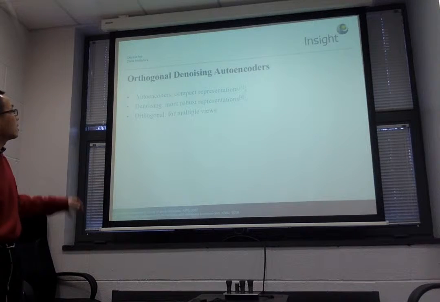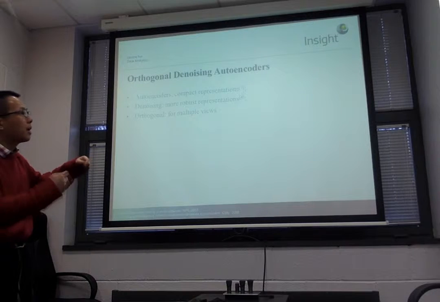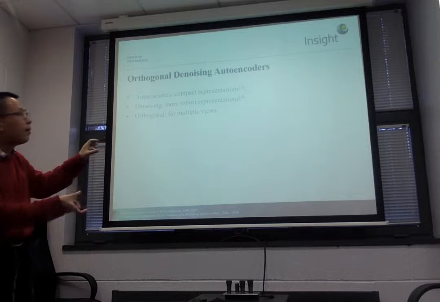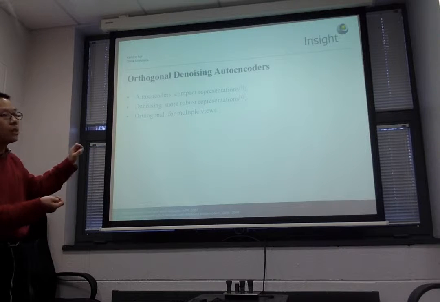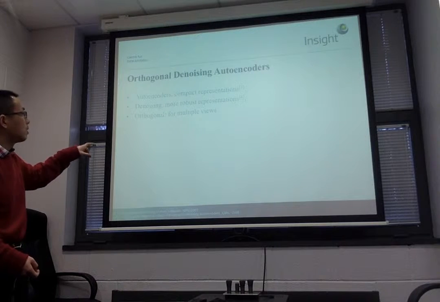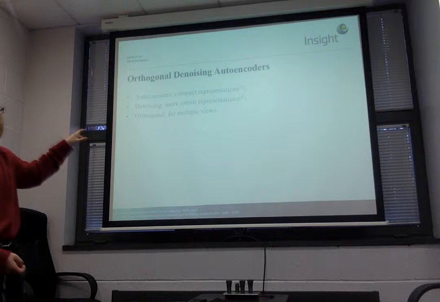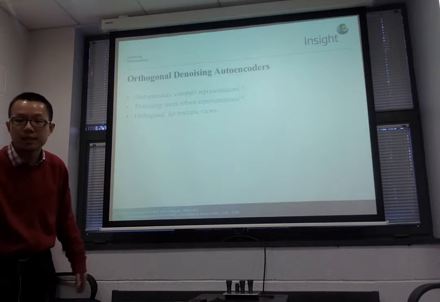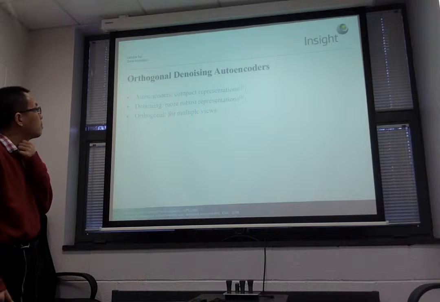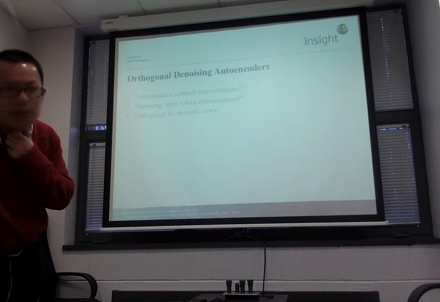And denoising is because although the representation is compact, denoising will enable it to be more robust. And orthogonal is especially for the multiple views. So the model is called the Orthogonal Denoising Autoencoders. And by the way, if I remember right, denoising was proposed by Bengio in 2008 or 2009.